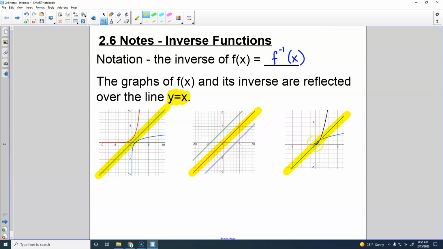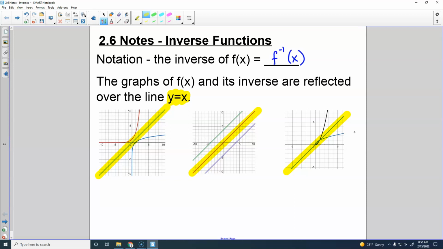I think this was a quadratic right here, the black line. And then this was a square root. Those are inverses of each other. You can see when they're graphed, they're reflected over that line, y equals x. So that's something for us to remember as we do these problems.